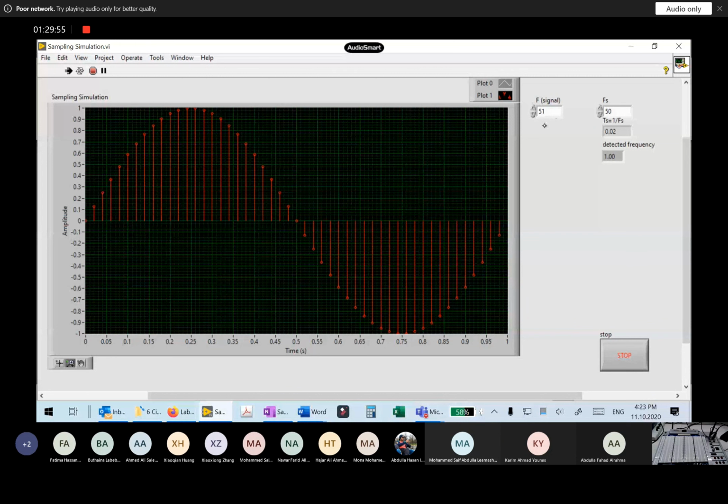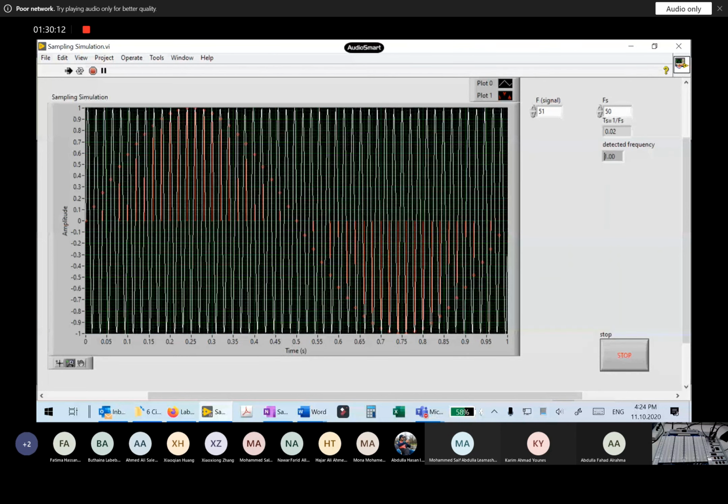The sampled version shows that my frequency is 1, while actually the real signal has a frequency of 51. Okay, so basically 51 hertz will appear as 1 hertz, simply because my sampling frequency fs is actually less than the frequency itself. Okay, while basically it should be more than 2 times. Okay, so this answers this question.